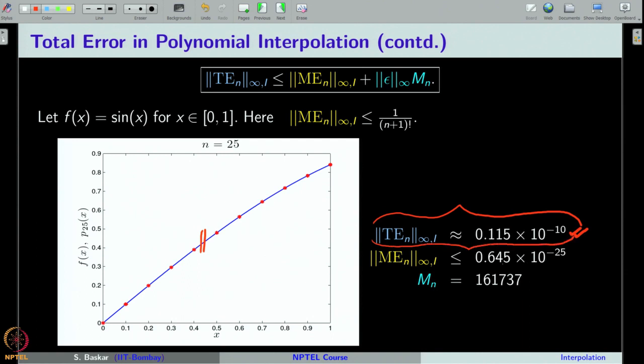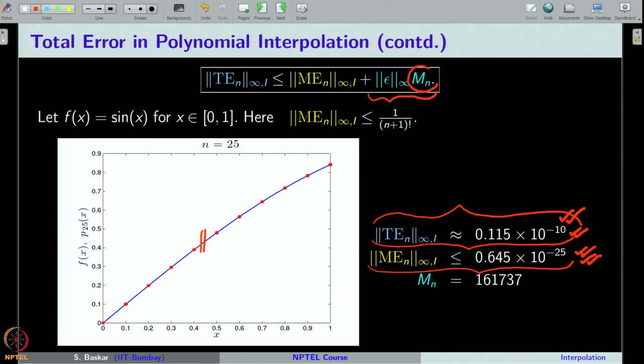However, you can see that the mathematical error indicates that you are supposed to get a very accurate approximation as far as the mathematical construction is concerned. That is what the mathematical error says, but what we got computationally is something worse than what we are supposed to get as indicated by the mathematical error. It means you can see that something is going wrong. Where are we going wrong? Well, it is purely because of the arithmetic error.